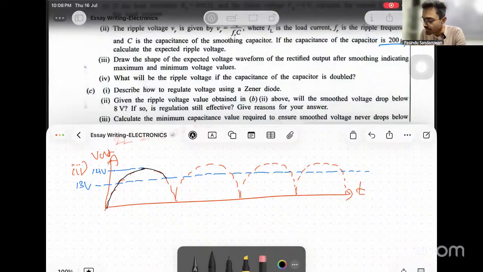And this gap in between is connected by the capacitor. Capacitor variations are linear, so this is a linear part like this. And again, from here it drops up to 13. This black colored one is the expected voltage variation.